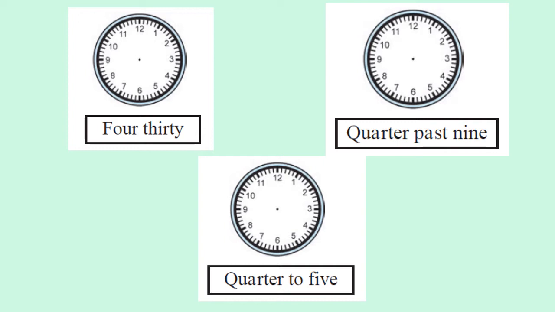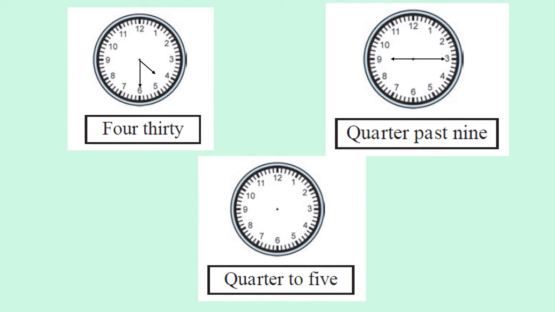Okay, we have learned how to read the time. Now we will see whether we are able to place the hands of the clock correctly. So let's begin. On the left hand side, we see 4:30, which means 30 minutes past 4. So our hour hand will come between 4 and 5 and minute hand will come on 6, which indicates 30 minutes. On the right hand side, quarter past 9. Quarter means 15 minutes past 9. So our hour hand will come on 9 and minute hand will come on 3.